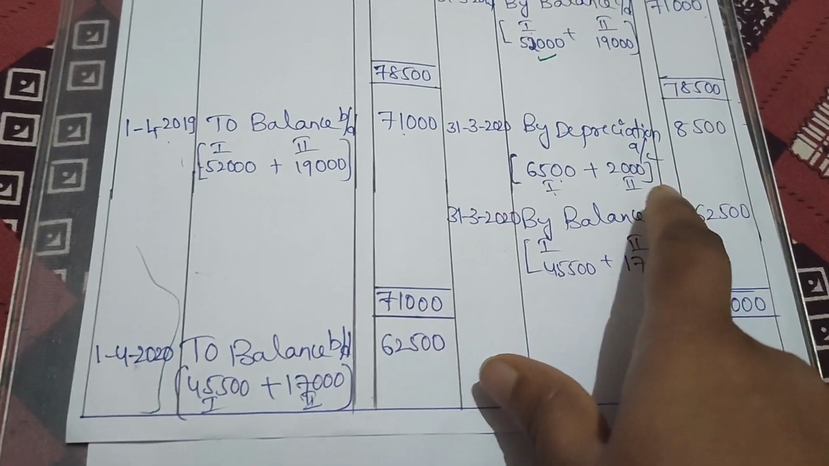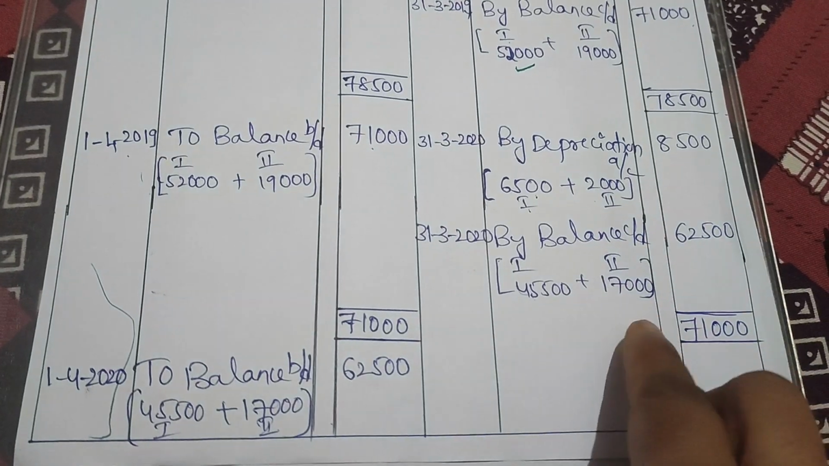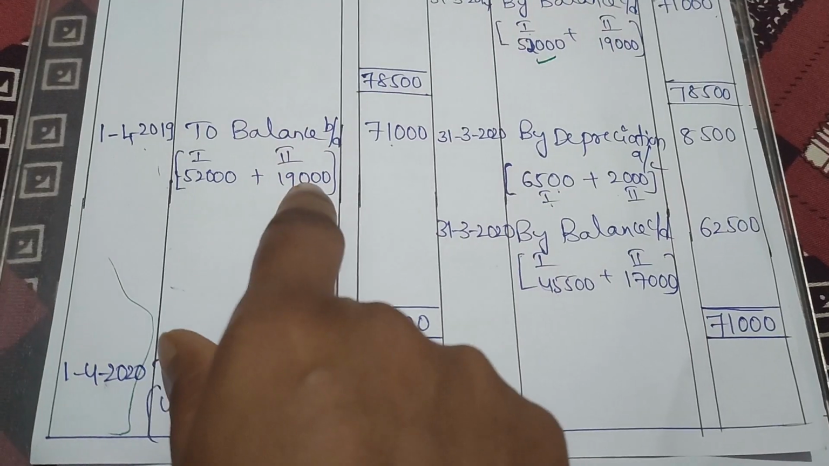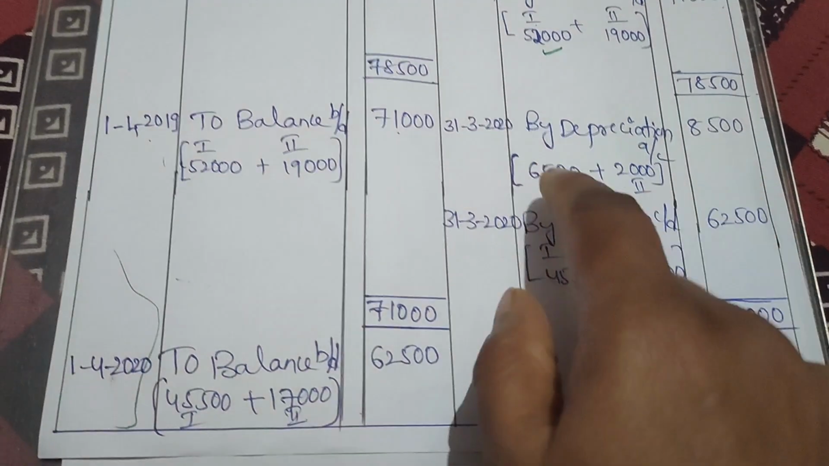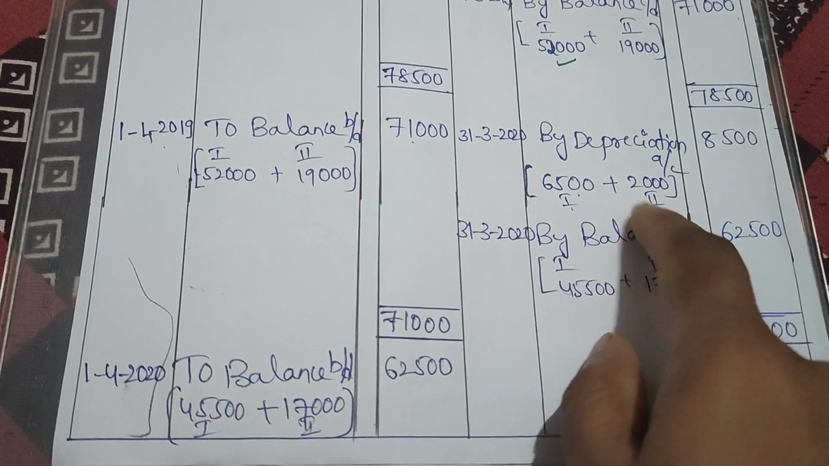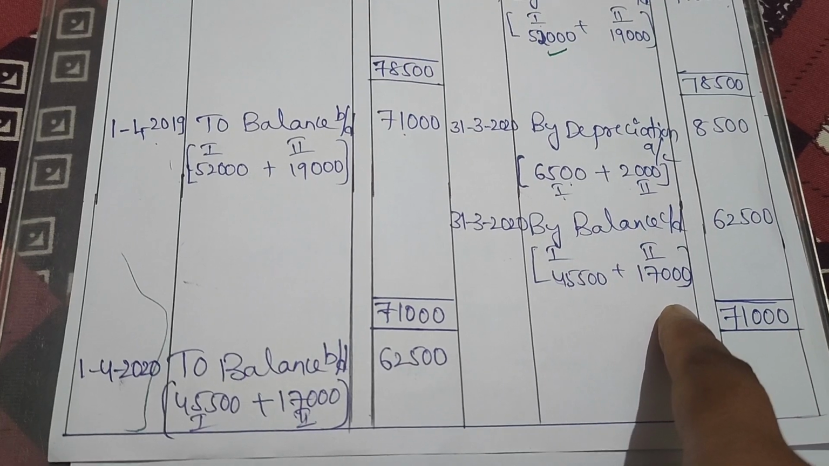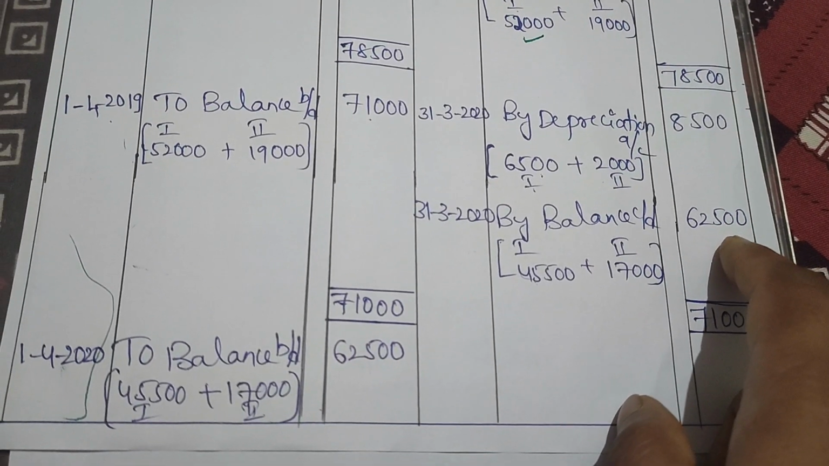From 19,000 you deduct its depreciation. Second machine depreciation is 2,000. You will get 17,000. These are opening values of the machine. These are closing values. How are we getting closing values? If we deduct depreciations of both the machines from its respective values, we will get the closing values. Both, if we add, we should get 62,500.